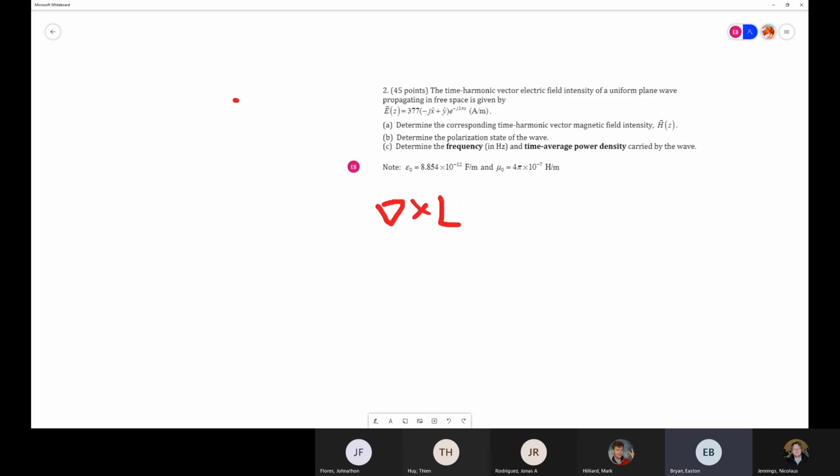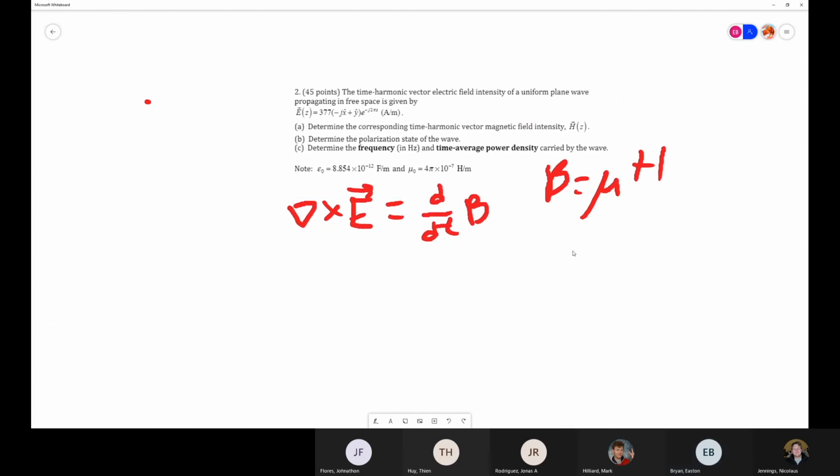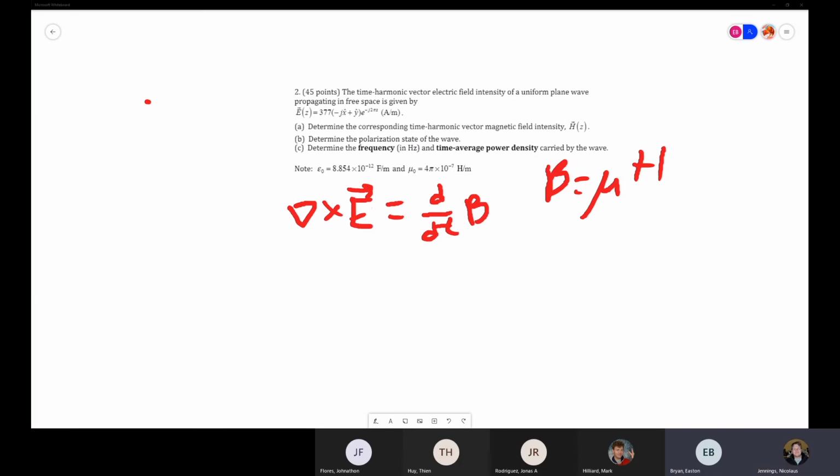That is del cross E, and again we're working with phasors now, equals the derivative with respect to time of B. And then an important relationship you all need to know is the one relating the field intensity to the flux: B equals magnetic permeability times H. That relates the magnetic field intensity with the magnetic flux density. So you're pretty much given E, you do a cross product, and you'll have B on the other side.